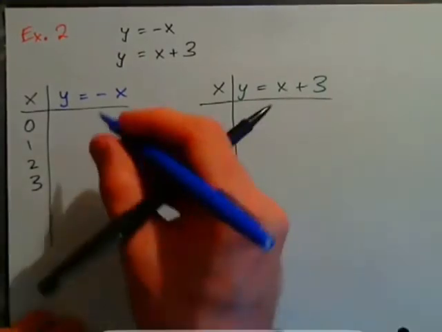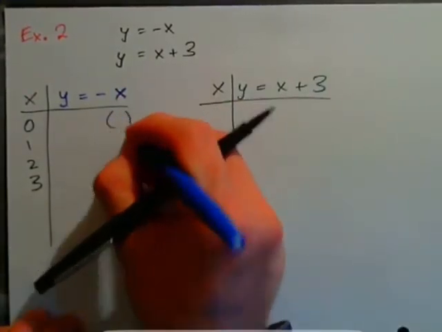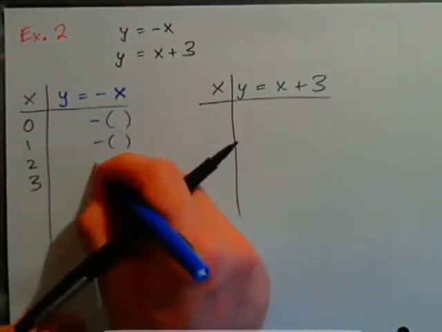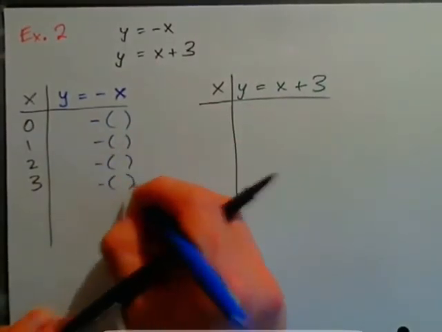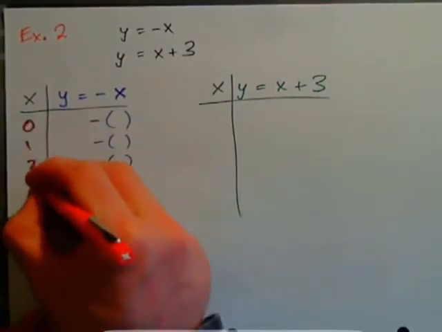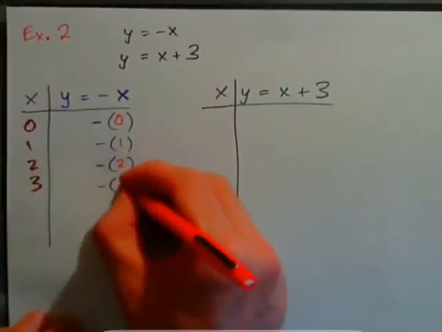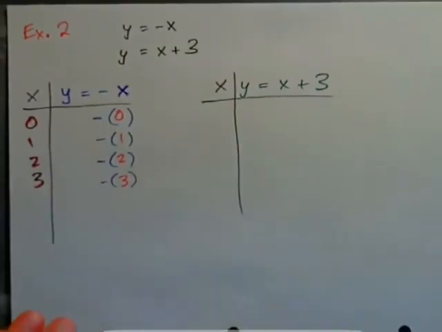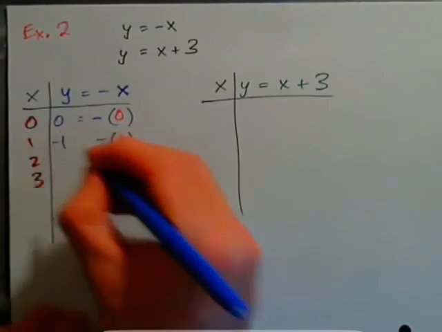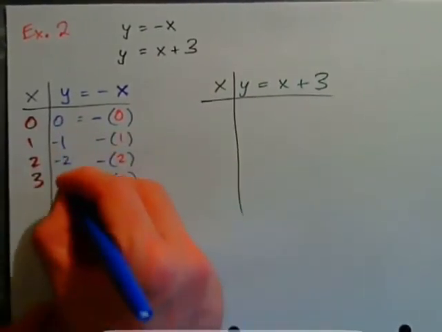How do you do that? Well, wherever you see an x, put a parenthesis, okay? So it's negative parenthesis, negative parenthesis, negative parenthesis, negative parenthesis. And then you just plug in the input, 0, 1, 2, 3. Okay with that? And then we calculate each one. Negative 0 is 0, negative 1 is negative 1, this is negative 2, this is negative 3.